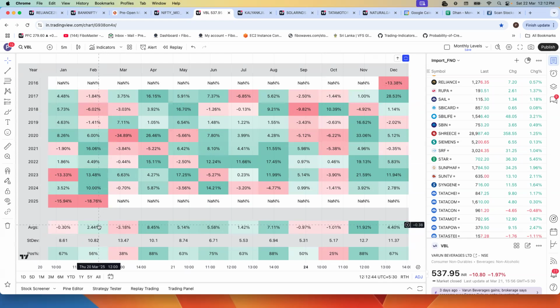Here it was positive, but see the percentage. If the percentage is more than 80, that particular script is very, very good. So 88% in April, Varun Beverages is good for trading. That means you can have Varun Beverages in your watchlist for the month of April, so you can trade it in April.